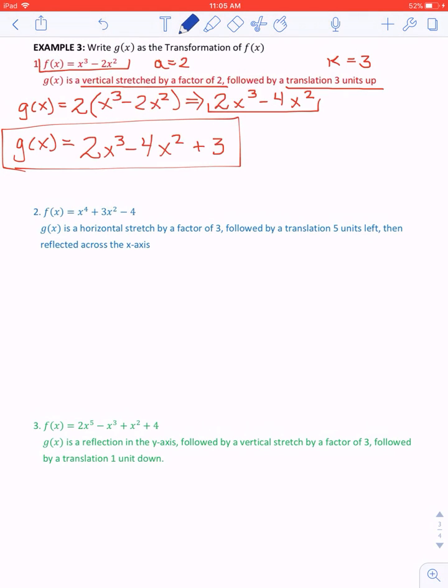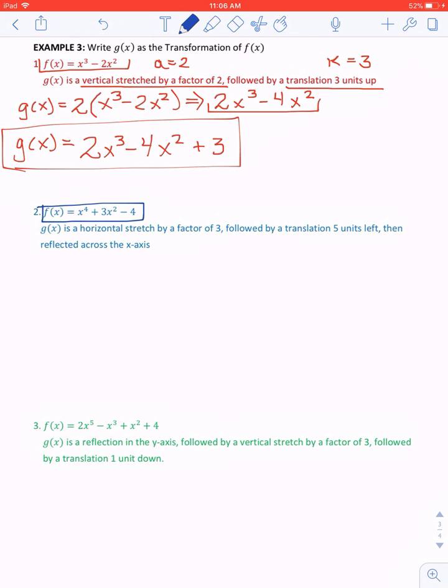All right, so number 2, first function, f of x equals x to the 4th plus 3x squared minus 4. Let's read our instructions and see what we need to do. g of x is a horizontal stretch by a factor of 3, followed by a translation 5 units left, then reflected across the x-axis. Again, when stated in words, please follow the order exactly, and please make sure you simplify before you add in a new transformation.